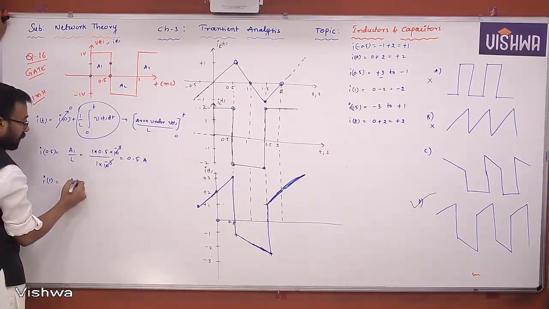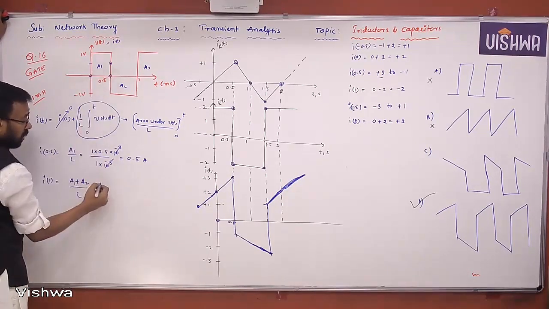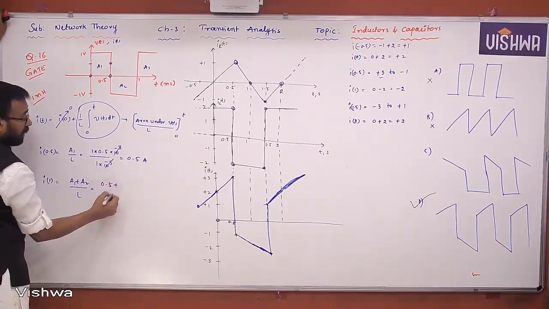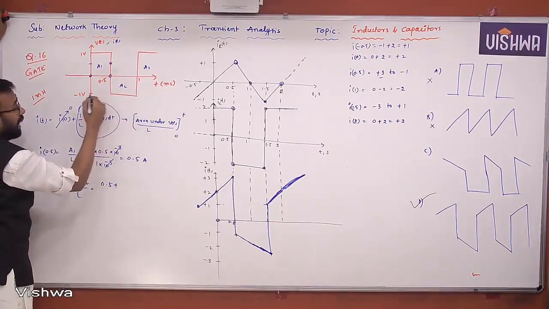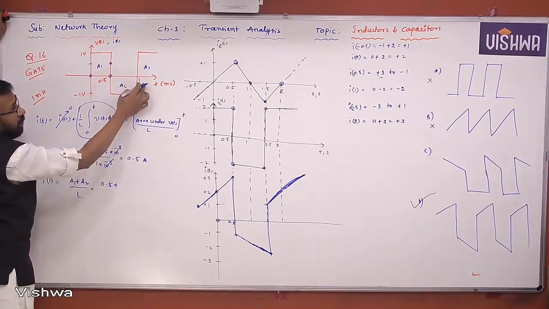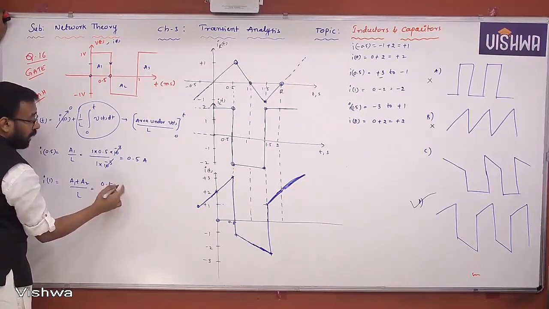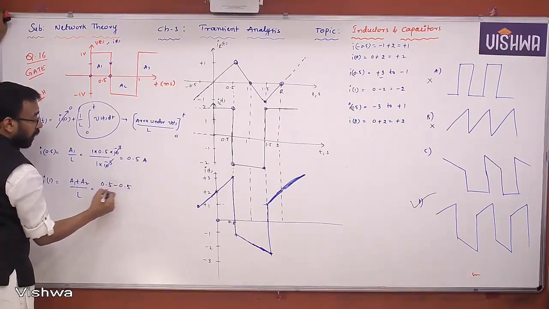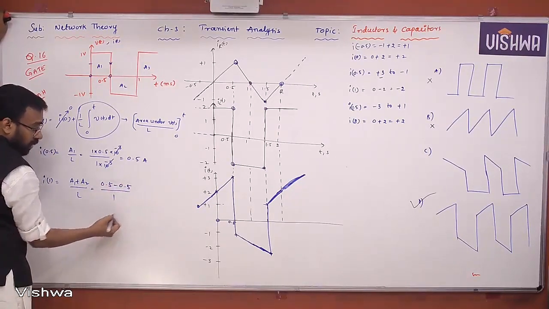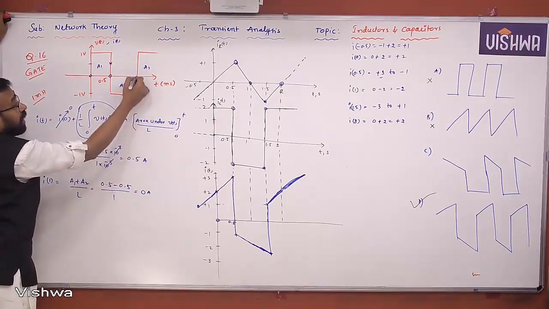So A1 plus A2, no doubt, divided by L. What is A1? Already you got 0.5, plus what is A2 here? This is plus 1, this is minus 1. The duration is the same. Again 0.5 to 1 means again 0.5 only. So what do you get here? You get minus 0.5 by 1. So finally you get 0 amperes as the current at this particular instant.